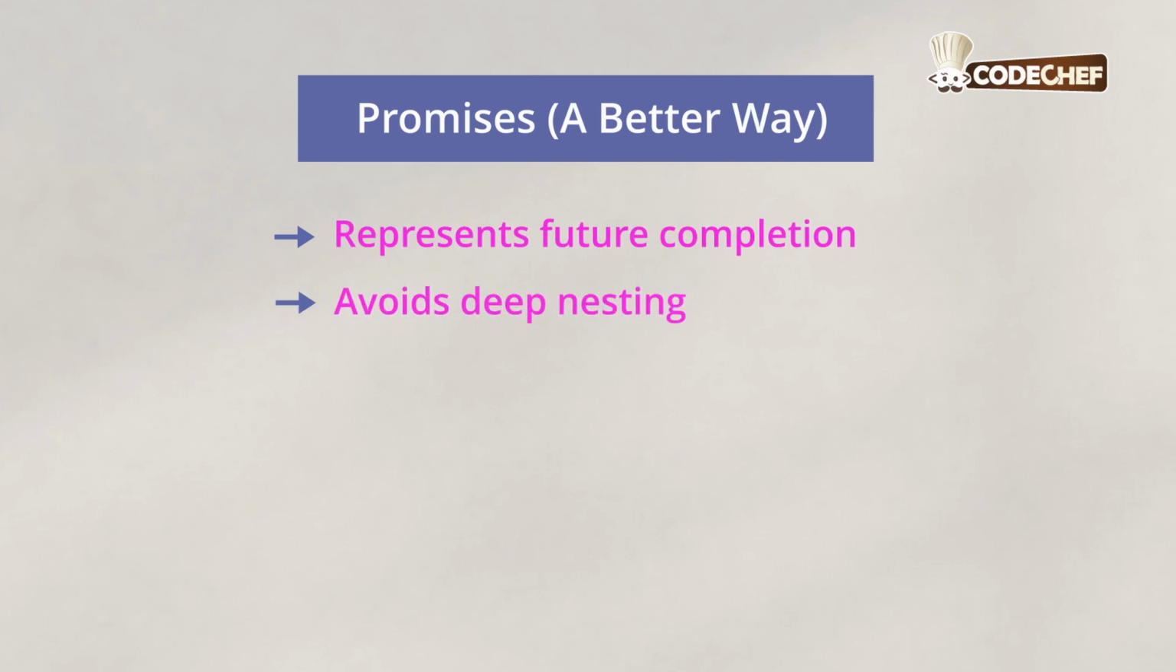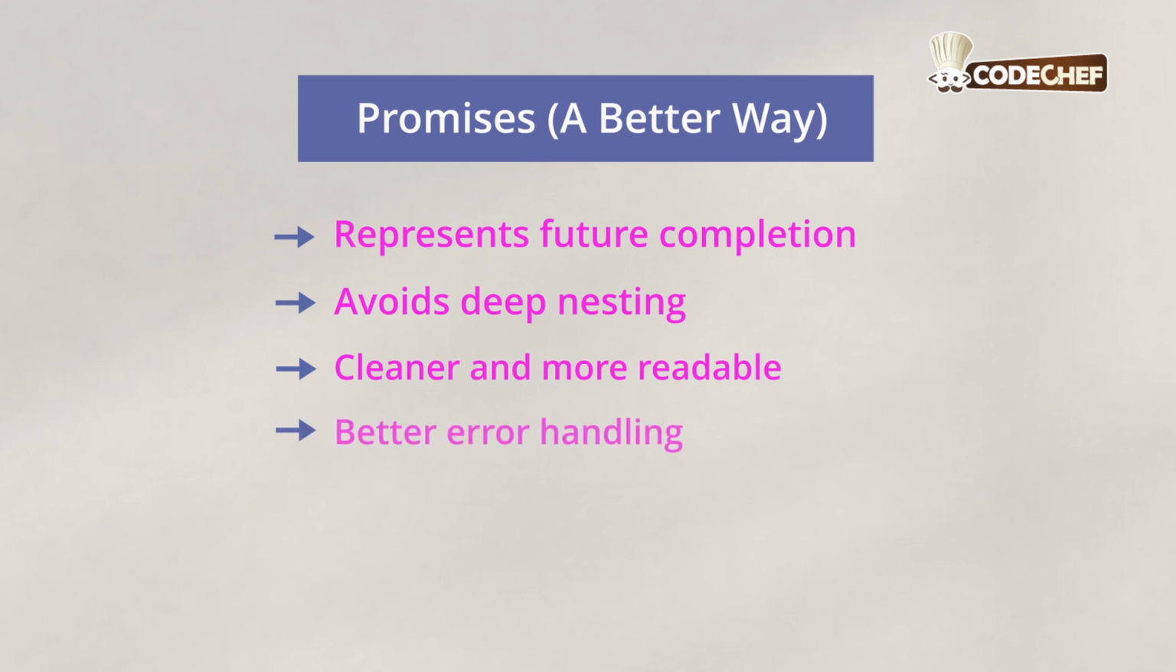Now let us see promises. Promises were introduced to solve callback-related problems. A promise represents a value that will be available in the future. Promises allow us to chain operations instead of nesting them. This makes code much cleaner.